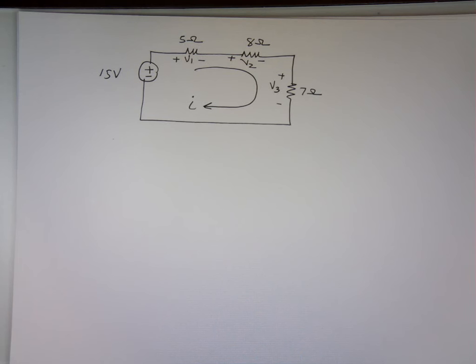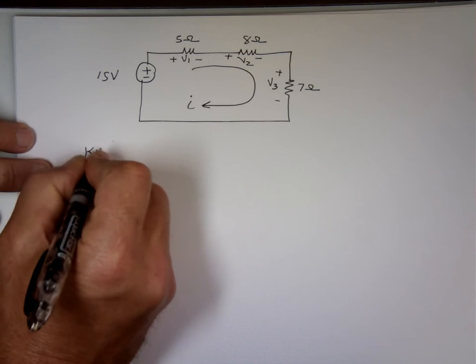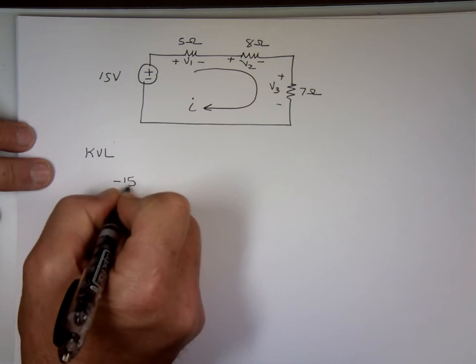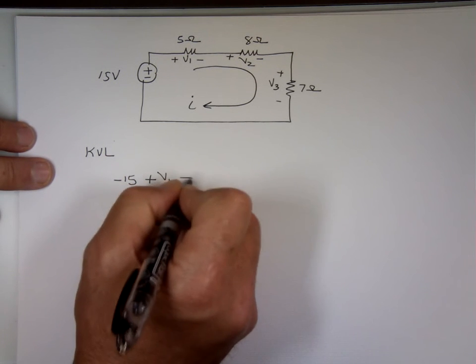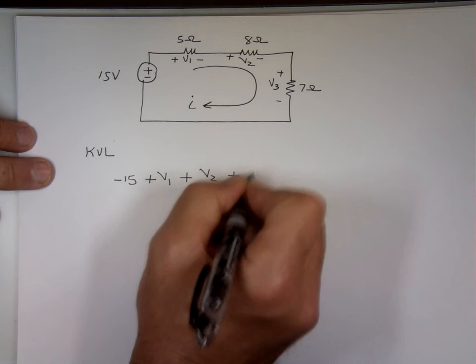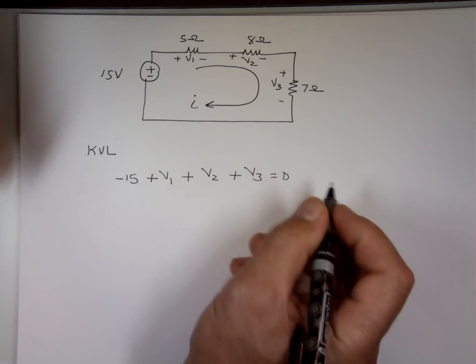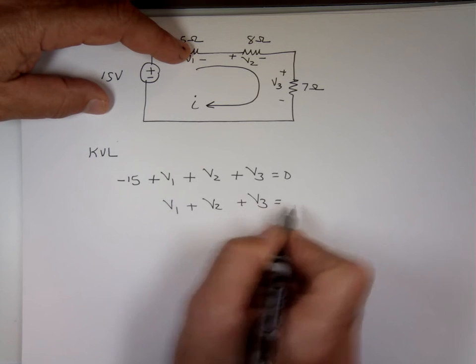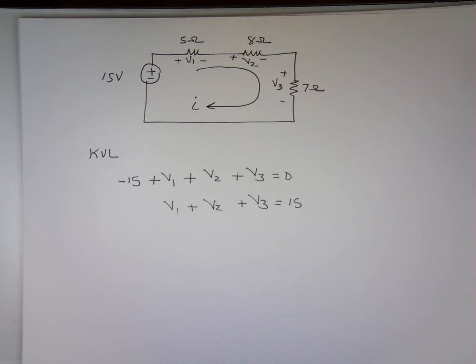Let's do KVL. Minus to plus, that's a minus 15, plus V1, plus V2, plus V3 is equal to 0, which means V1 plus V2 plus V3 equals what? 15. That doesn't solve for I for me. I need to find I. We've got a problem. We've got 3 unknowns in that equation. None of us can solve one equation with 3 unknowns. So what are we going to do?